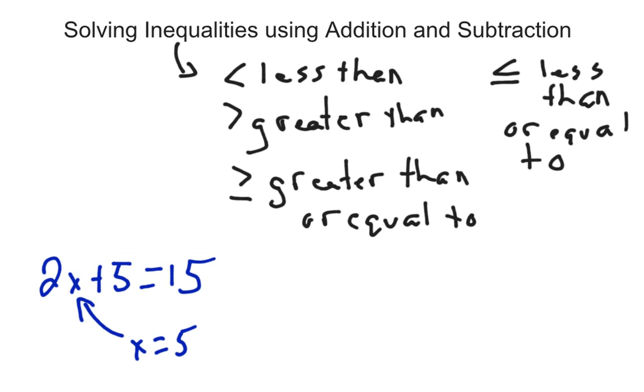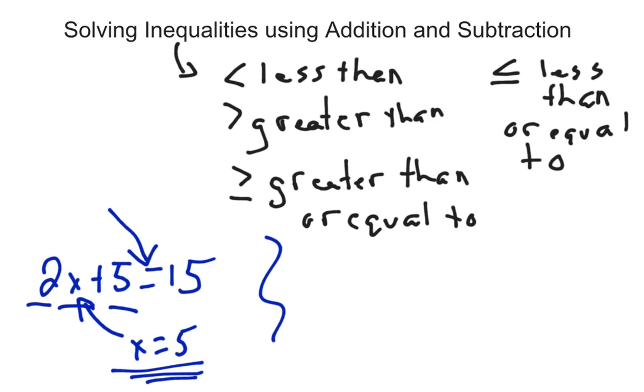The big point here is when you have an equal sign like this, you're going to get one exact answer, meaning x has to be 5, because if I do the problem, 2 times 5 is 10, plus 5 is 15. X can only be 5, it can't be anything else. You get exactly one solution to the problem.